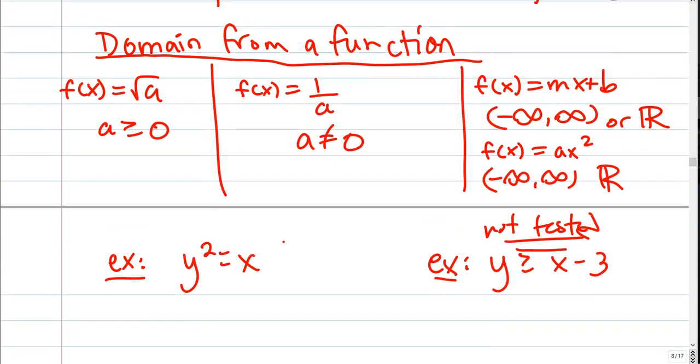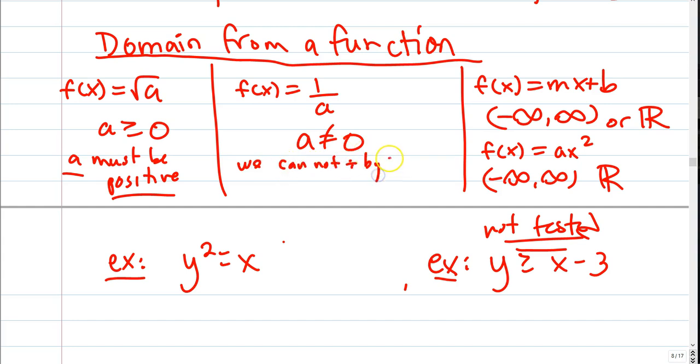See, if I have the square root of an a, then what can't I square root? We don't square root negative numbers, so a must be greater than or equal to zero. a must be positive. Okay? If we have a fraction, we've seen this before, a cannot equal zero, right? We cannot divide by a zero.